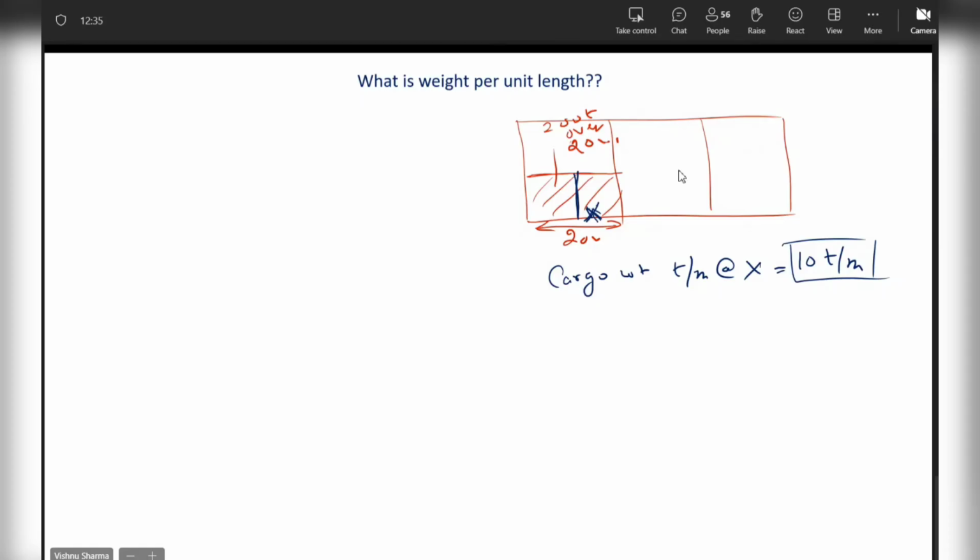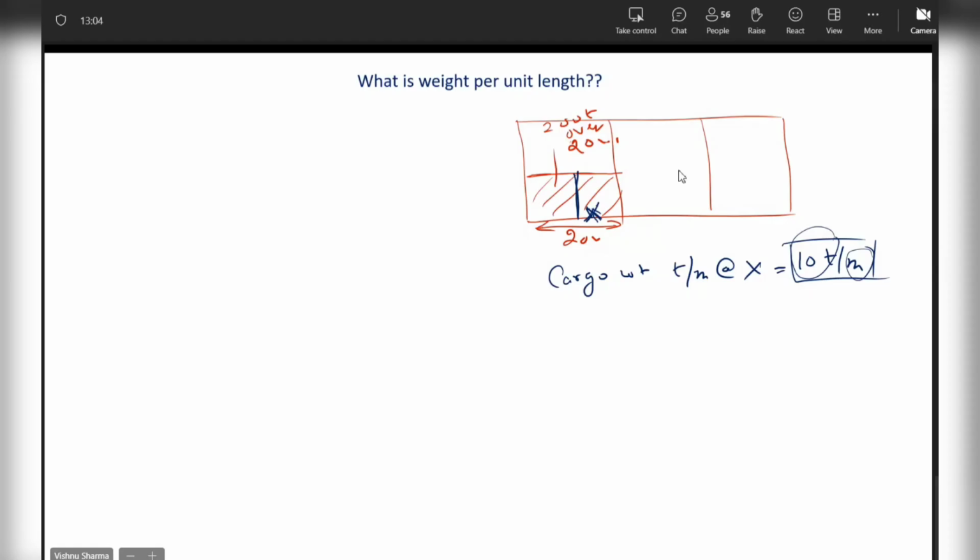X is a point. Is the cargo at X 10 tons? No. Does the length of point X is 10 meters? No. 1 meter? No. So neither does X span over 1 meter, that is per meter, nor is the weight of the cargo at X 10 tons. Then what does this 10 ton per meter mean is what you need to understand before we bring in the next type of questions, guys.